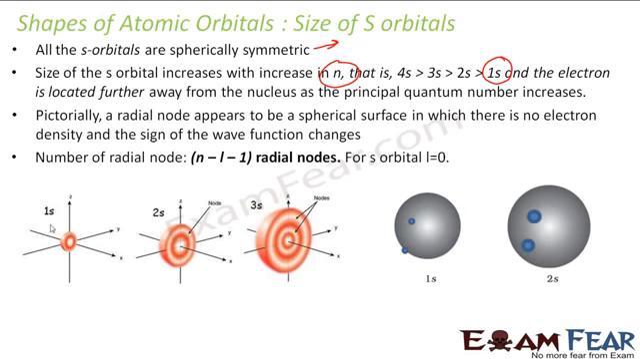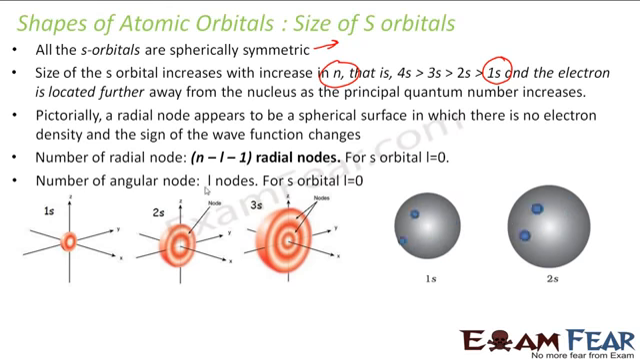So for n equal to 1, there are 0 radial nodes. For n equal to 2, I have 1 radial node here. For n equal to 3, I have 2 radial nodes here, right? Because for an s orbital, l is equal to 0, so this becomes n minus 1. But n minus l minus 1 is a general formula for any kind of orbital. Whether s, p or d, the formula is the same.